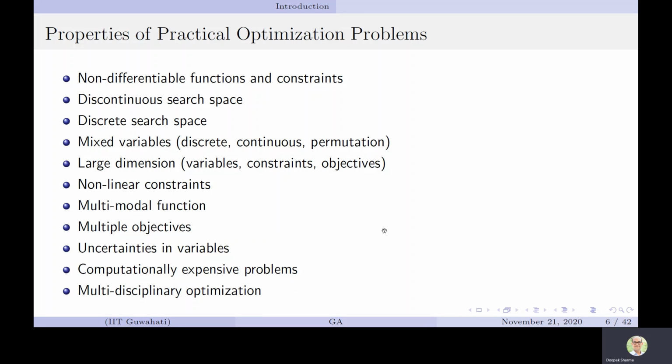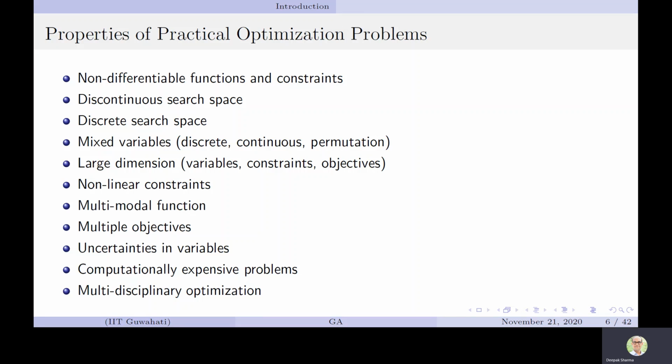If we list down the properties of practical optimization problems, they can have non-differentiable functions and constraints. We can have discontinuous and discrete search spaces. We can have mixed variables such as discrete, continuous, and permutation. Such kinds of variables can be there. The problem can be of large dimension. The problem can be nonlinear. It can be multimodal. Sometimes we can have more than one objective, and there could be uncertainty in the variables. The problem which we will be solving can be computationally expensive.